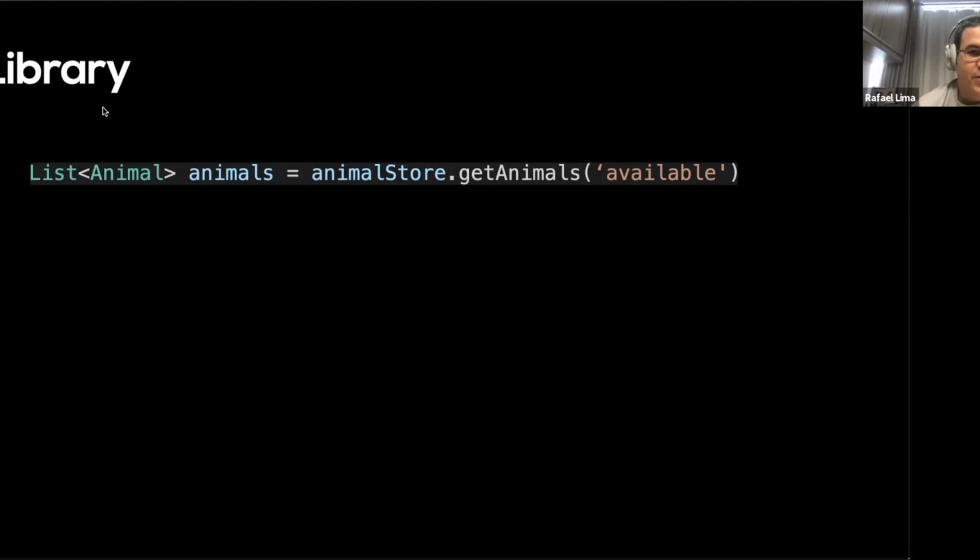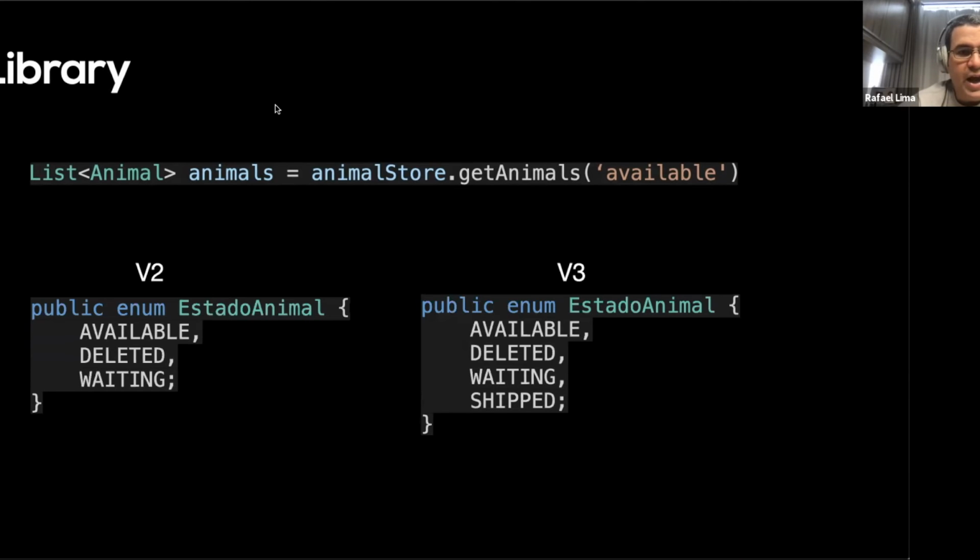But not everything is flowers, right? We have a couple of issues with this too. And one of the biggest issues that we have is when you're talking about enums. So in Java, I have two versions here. We have version v2 of the library, and I have version v3 of the library. Sorry, I forgot to translate the name of my enum class. This is animal state, so v2 and v3, right? In v2, you have available, deleted, and waiting in the enum. In v3, you have available, deleted, waiting, and shipped.